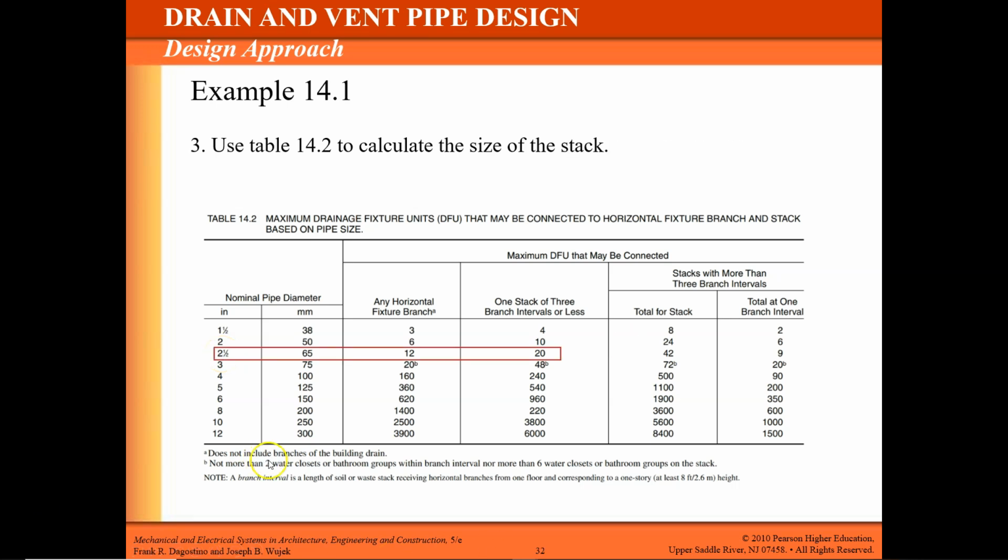That said, the book does point out that a more appropriate way to do that would be to feed into the same size stack. So even though we could technically use that 2.5, since we're running a 3-inch fixture branch into it, we would probably make that stack 3 inches as well.